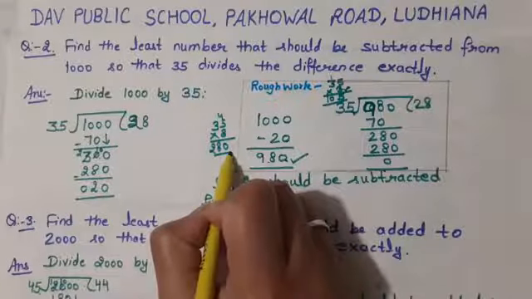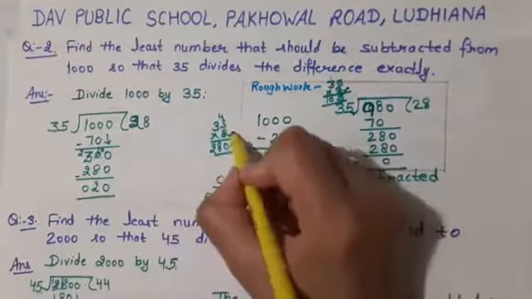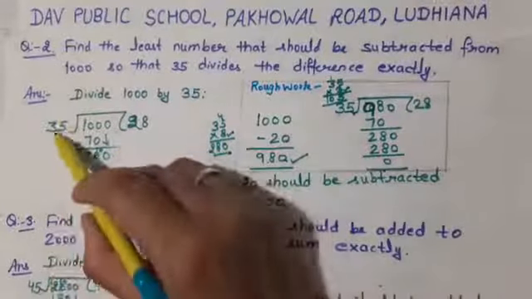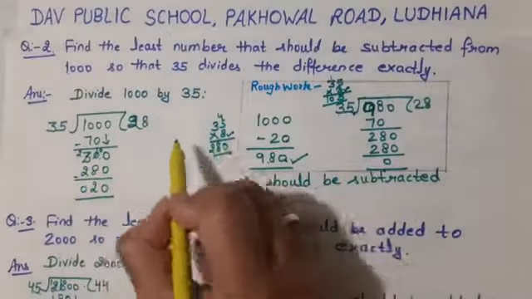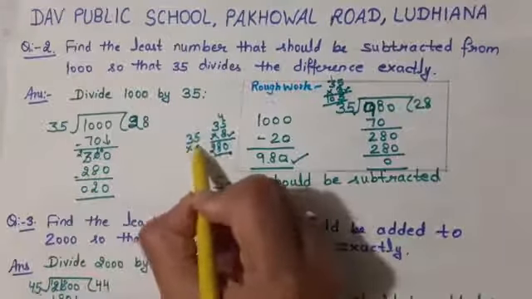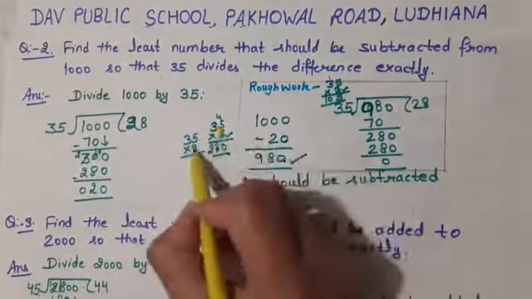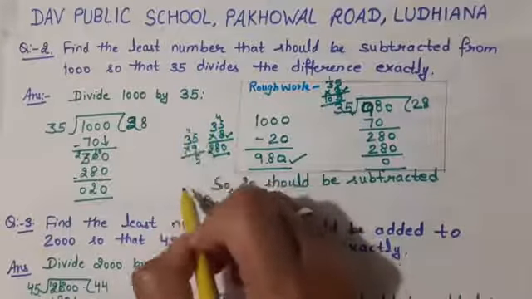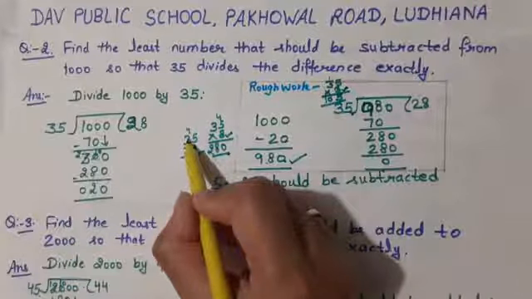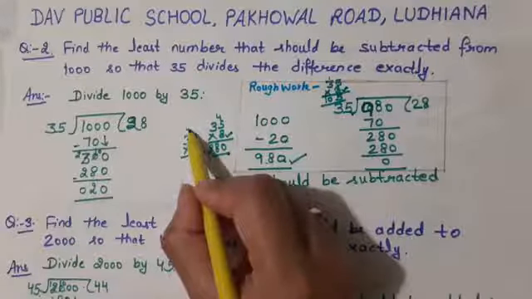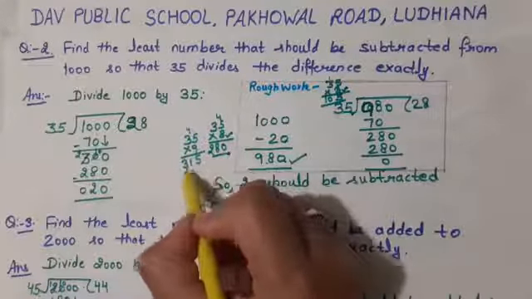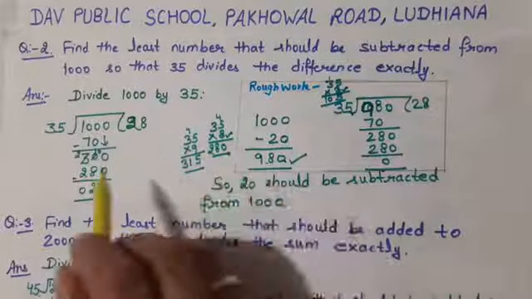We can take the bigger number 9. 9 threes are 27. We will check and then see what will come. 35 9s are 9, 9 5s are 45. Carry 4. 9 threes are 27, and 27 and 4 is 31. 315, but it is greater than 300.